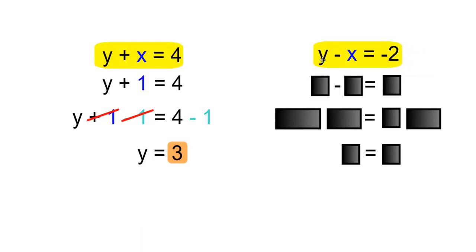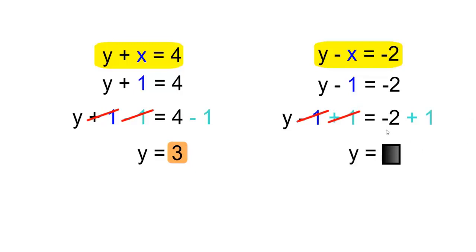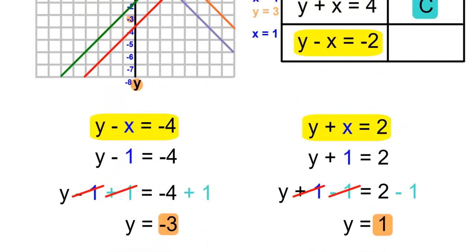So Y minus X equals negative 2, Y minus 1 equals negative 2. To remove the minus 1, we'll add 1, therefore adding 1 to the other side as well. The minus 1 and plus 1 cancel, giving us Y, and negative 2 plus 1 is negative 1. So in this equation, when X is 1, Y is negative 1.